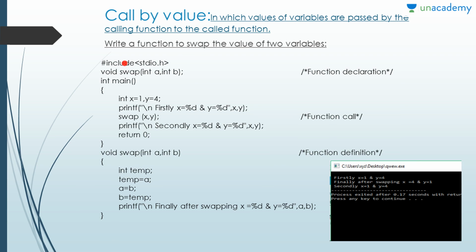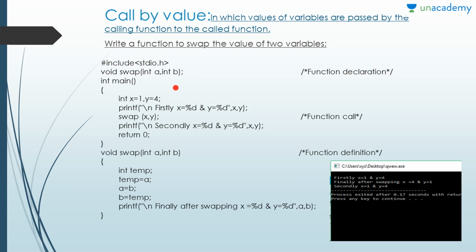Here, write a function to swap the values of two variables. Swapping means simply interchanging the values. Here void swap, we have two variables, a and b, of integer data type. Int main, this is a function declaration.